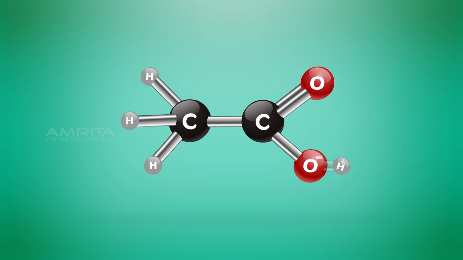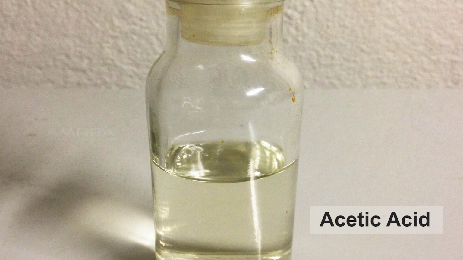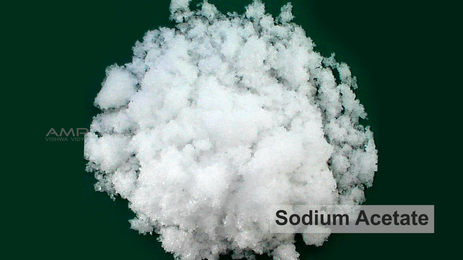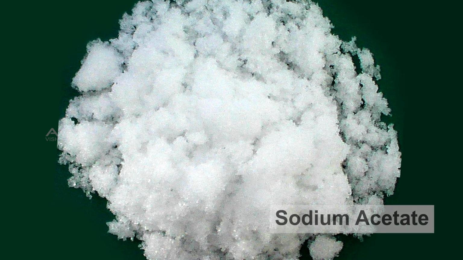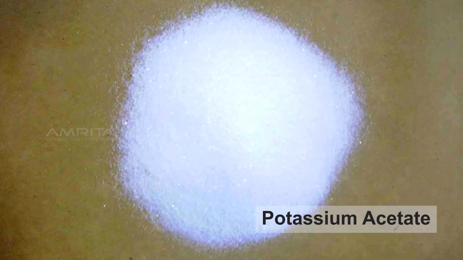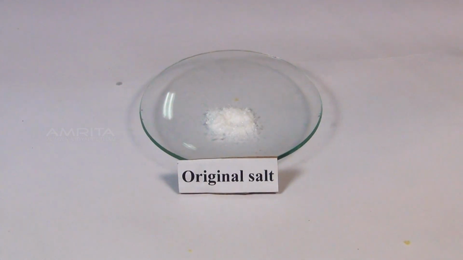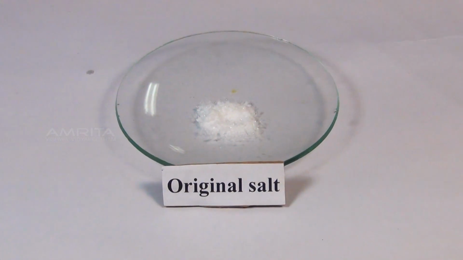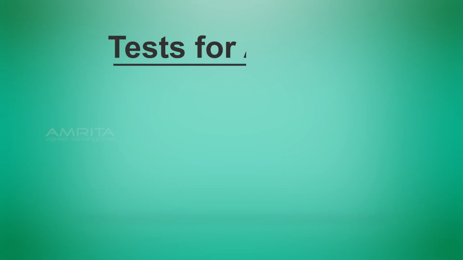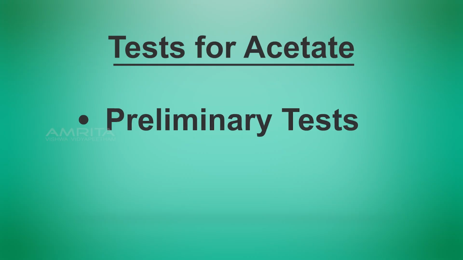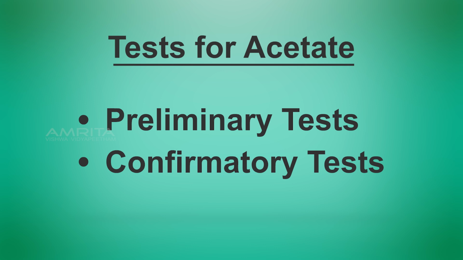The most well-known compound containing the acetate ion is acetic acid. Other examples of acetate salts are sodium acetate and potassium acetate. Our aim here is to test for the presence of acetate ion in a given salt. The tests to determine the presence of acetate ion are preliminary tests and confirmatory tests.